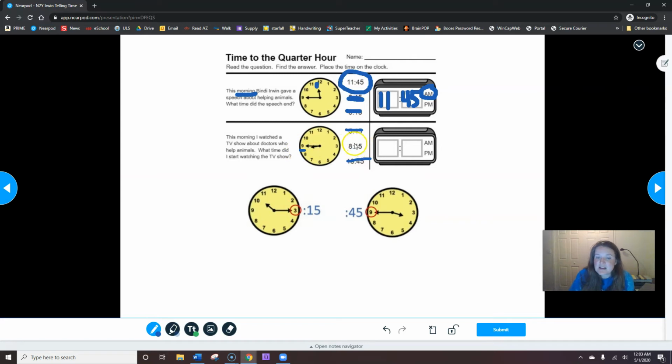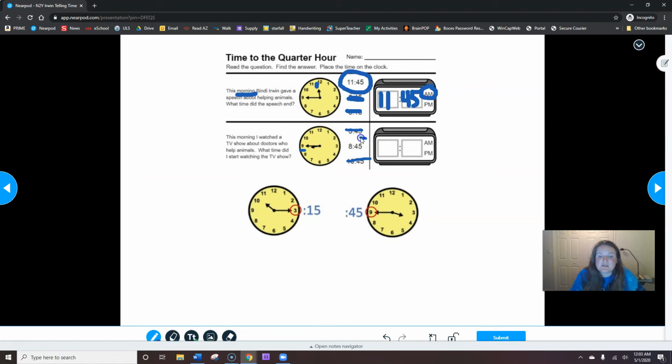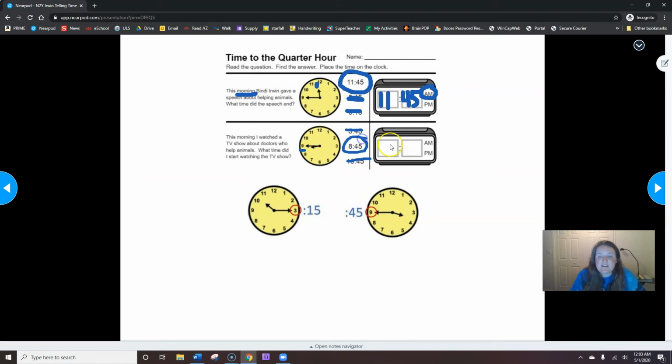Now I just want to check and make sure 45 is right for the minutes. So I'm going to count by 5s and stop when I get to that big hand. 5, 10, 15, 20, 25, 30, 35, 40, 45. So it shows 8:45. So I'm going to write 8:40, which is a 4, and then 5, 8:45.